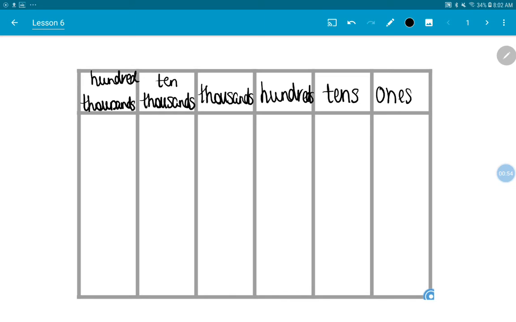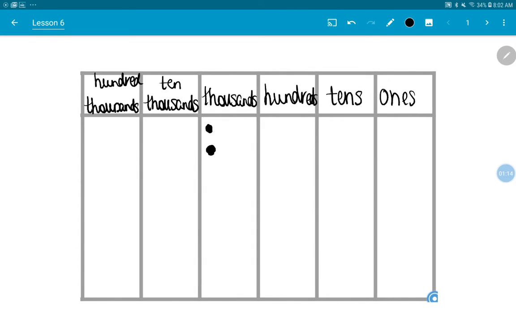I'm going to start with drawing 2 thousands discs on my place value chart. So there's 1, 2 thousands, and I'm going to count these. So 1,000, 2,000. What would be 1,000 more than that? If I add another 1,000, of course that makes 3,000.